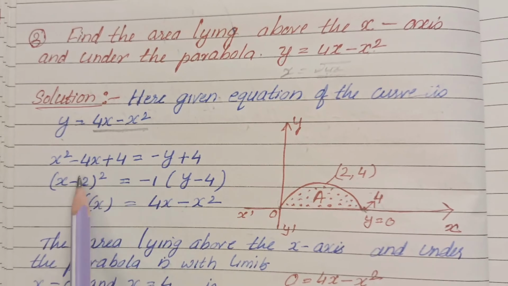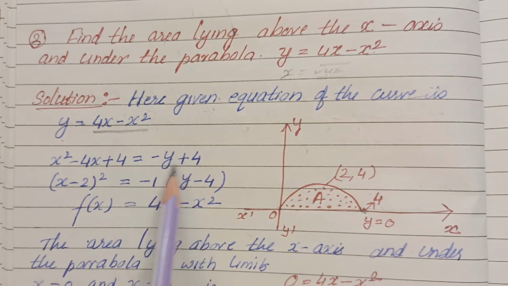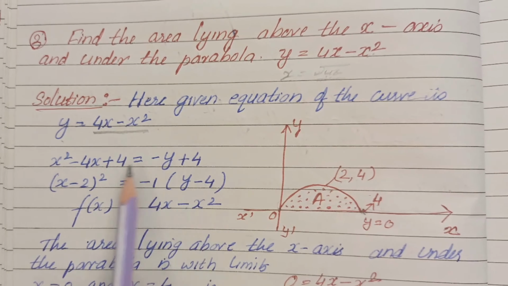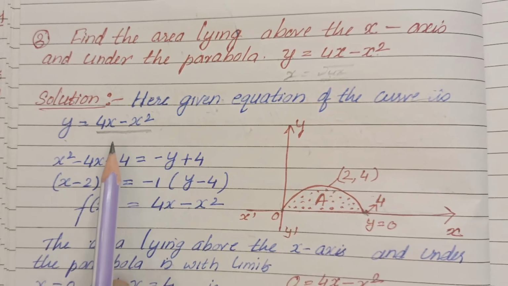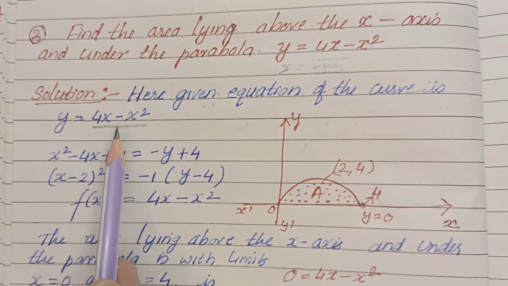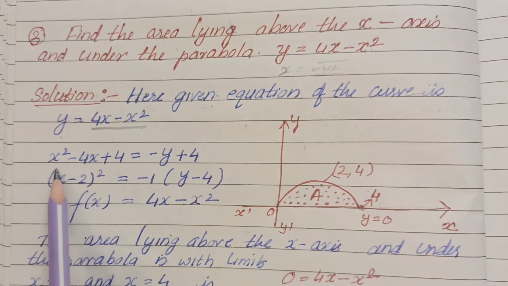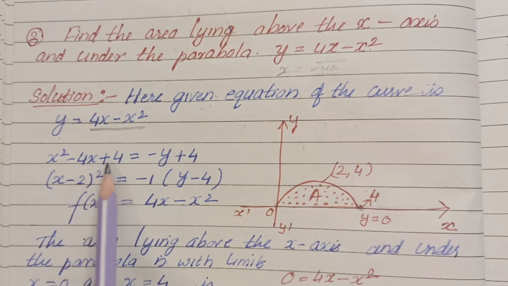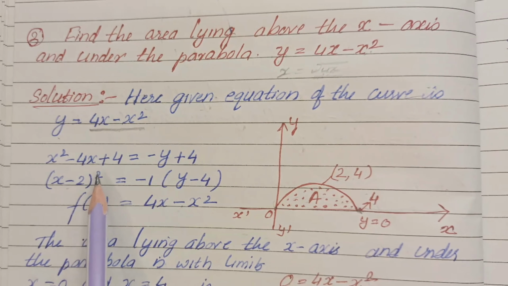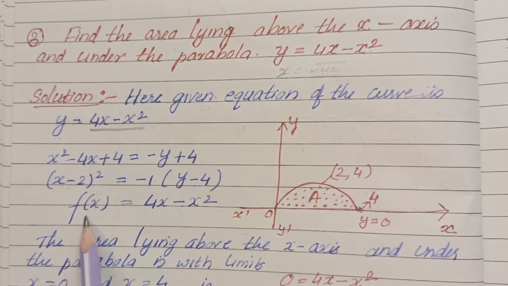Here, just to know exactly what values we need to point on, we can solve this equation in a simple manner. Here we added 4 to both sides, and we try to solve the above equation. We shifted this 4x minus x square to the other side, making it negative on one side and positive on that side, and then we added plus 4 so that we get the correct equation. So in this equation we get (x minus 2) whole square is equal to -1 (y minus 4), where f(x) is equal to 4x minus x square.